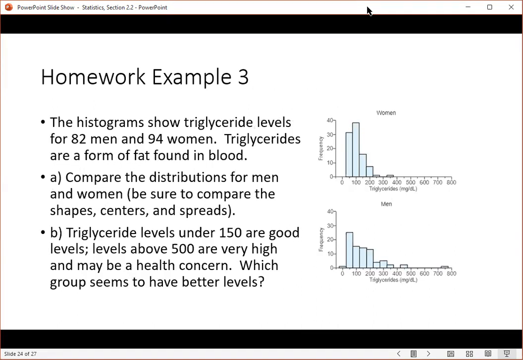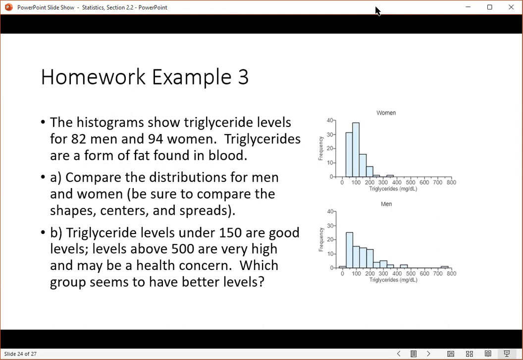All right, let's look at a third homework example. So we've got 2 histograms here. They show the triglyceride levels for 82 men and 94 women. So the instructions are to compare the distributions for the men and the women. And in doing the comparisons, they want us to compare the shapes, the centers, and the spreads. And then the triglyceride levels under 150 are considered good. Levels above 500 are very high and maybe a health concern. And they want us to ascertain which group has better levels of triglycerides.